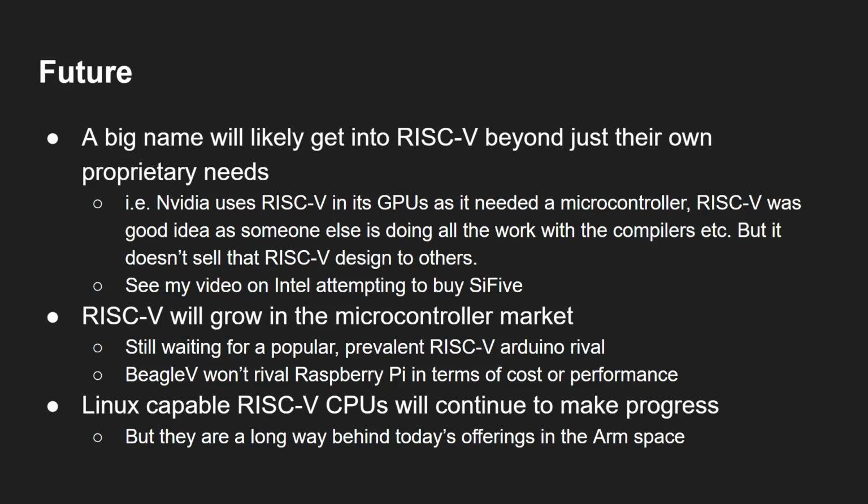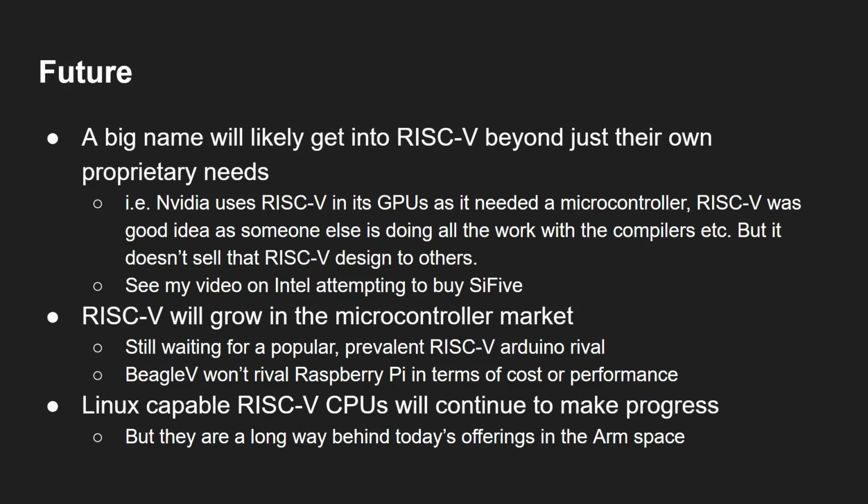NVIDIA uses a RISC-V in its GPU because it needed a microcontroller, and RISC-V was just as good an idea as any other, but they don't sell that microcontroller to anybody else. So it's only when a big name gets involved in RISC-V and is then selling that beyond, as a processor or selling the IP or something like that, that it will win. It will be interesting, and that's why Intel sniffing around to buy SiFive could be interesting.